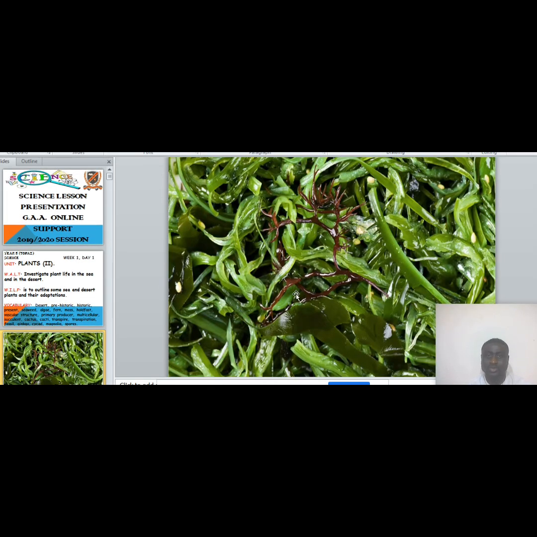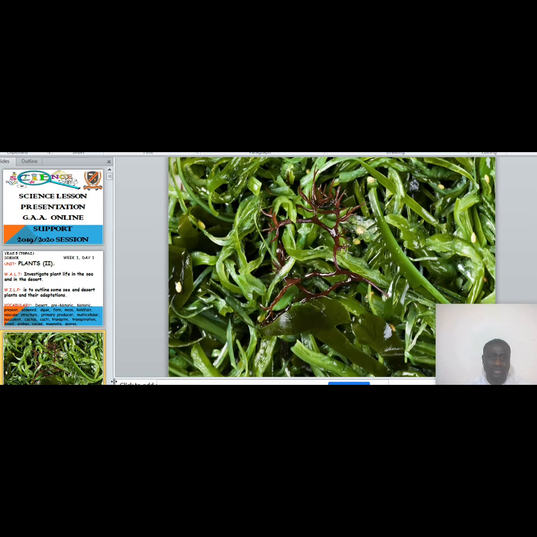This picture shows a typical example of a seaweed. As you can see, it's found on the surface of water. They have the ability to float on water because they possess a light body. That's one of the major adaptations of plants that are found in water bodies. They also possess a hollow body, and what that means is that the body has a space in it which makes it lighter, and some other special features that adapt them to the environment.